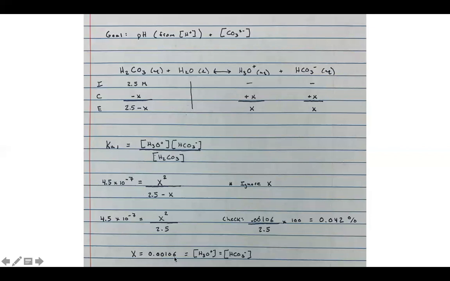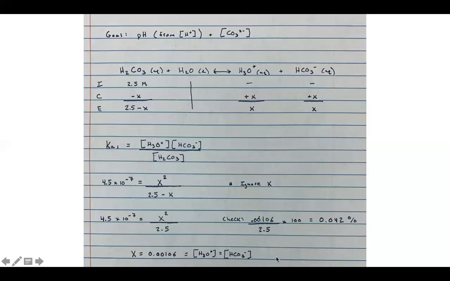I solve and find that x equals 0.00106. Okay? But this is a very, very important step. I made the assumption that the 5% rule is valid, and so I have to check that to confirm it. So for my check, I'm going to take the value of x, 0.00106, divide it by my initial concentration of acid, 2.5, multiply it by 100 to make it into a percentage, and I find that it's 0.042%, right? It's not even 1%.